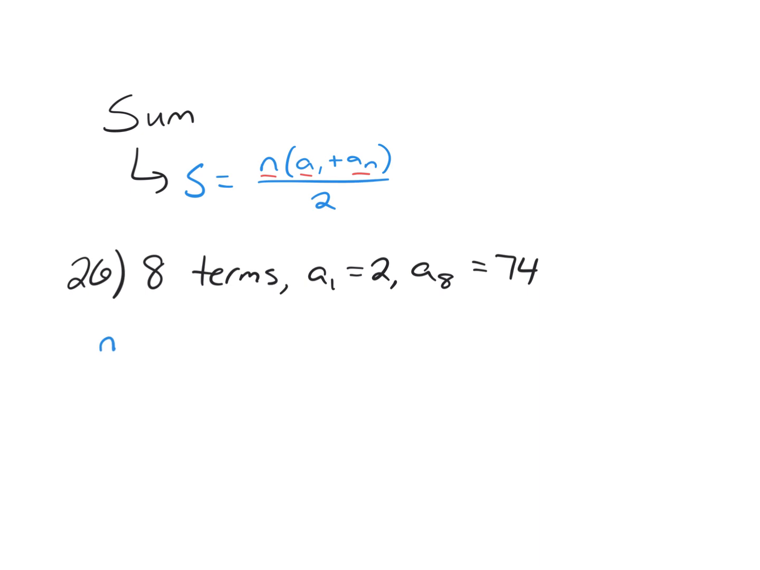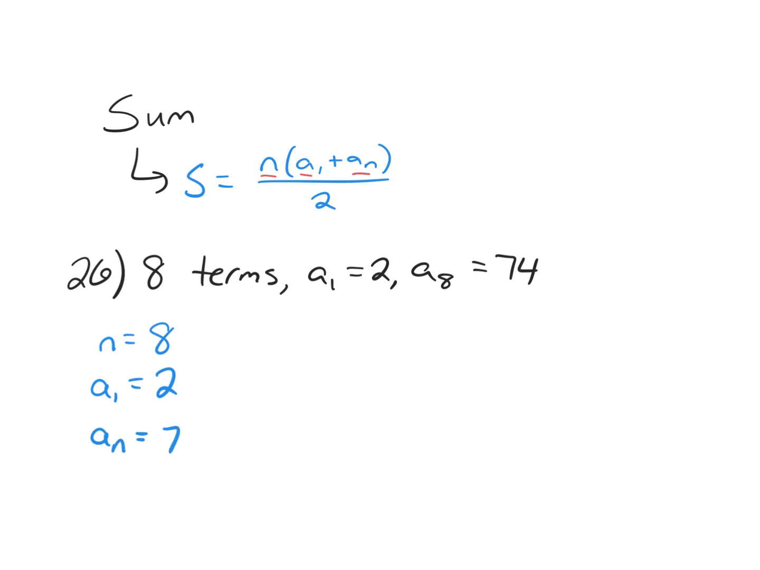What is our n? What does n stand for? What did we say n stood for? N stands for number of terms. How many terms are there? 8. There's 8 terms. And then we want to know what A1 is. What's A1? 2. A1 is 2. What is AN? What does AN stand for? The last term. What's the last term? 74.